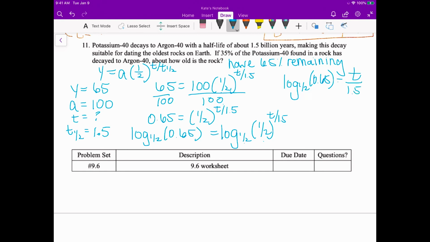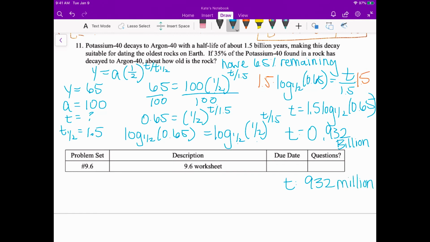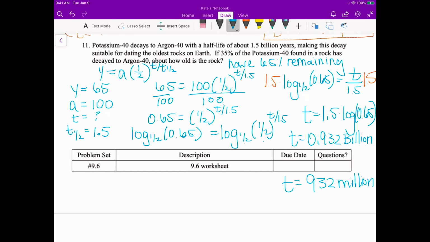In order to solve, I'm going to multiply both sides by 1.5. We then end up that t will equal 1.5 times the log base 1/2 of 0.65. So then t equals 0.932 billion years, which ends up being that t will equal 932 million years old, which means that the rock is 932 million years old, which is a really old rock.